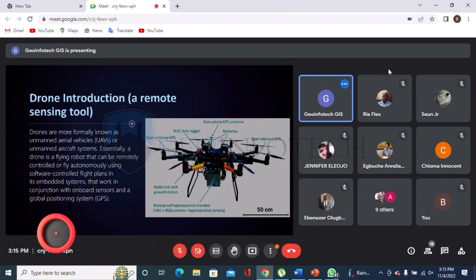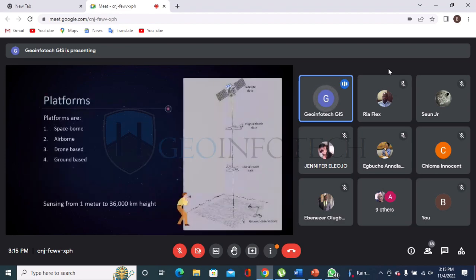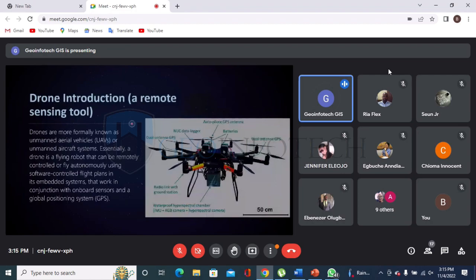All right, so in this section, we'll be talking about what drone is all about. From the previous slide, we noticed that drone is one of the platforms for remote sensing. So we can classify a drone as a tool for remote sensing. Now we all understand what remote sensing is all about. Then we are narrowing it down to one of the most recent and common hardware we are using for remote sensing as of now. So drone generally is more formally known as unmanned aerial vehicle.